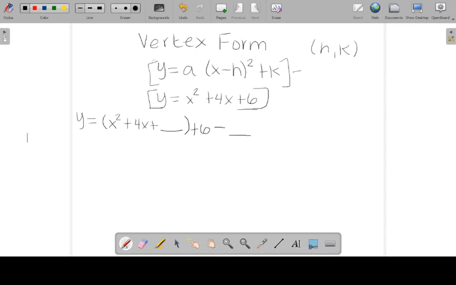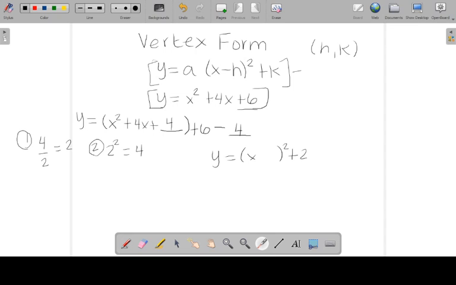So the first step you want to do is take half of your b term. So 4 divided by 2 equals 2. Second step, 2 squared equals 4, right? So we're going to add 4 in our blanks. So plus 4 and then subtract 4 on the outside. Then we can rewrite this. y equals x squared, and 6 minus 4 gives us positive 2.